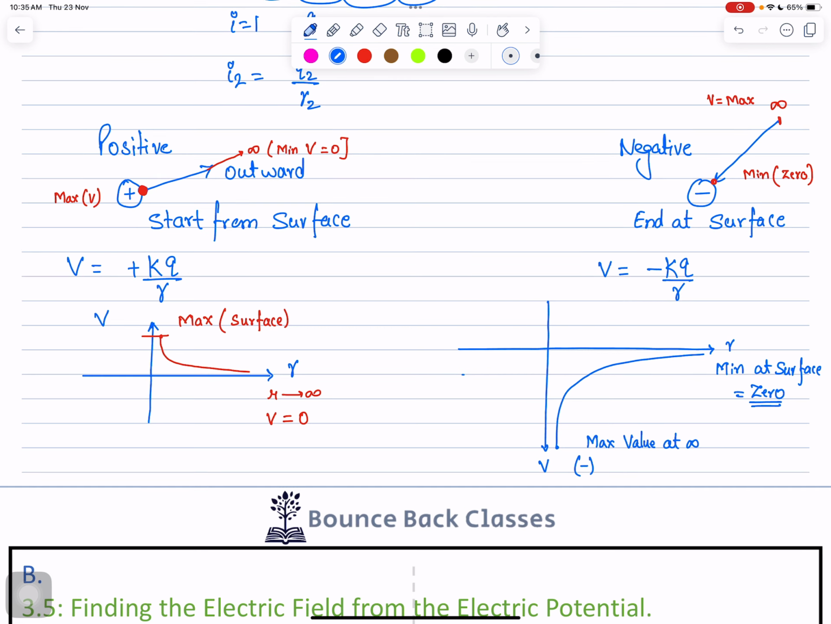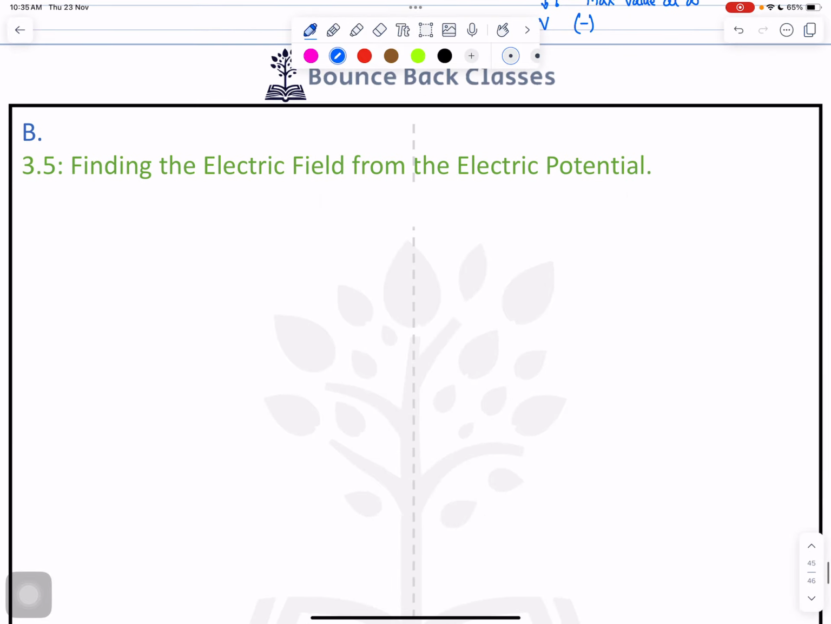Fine, guys? Okay, so now we have the next part in which we have to learn about the electric field. We need to know how to find the electric field with the help of potential.